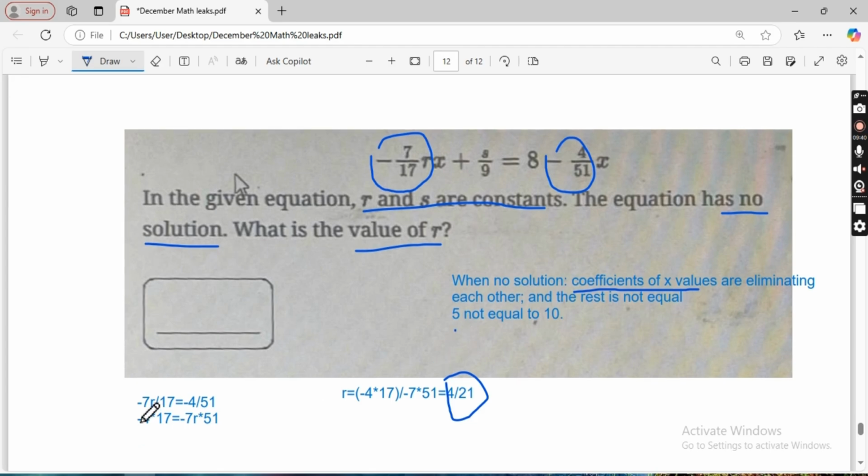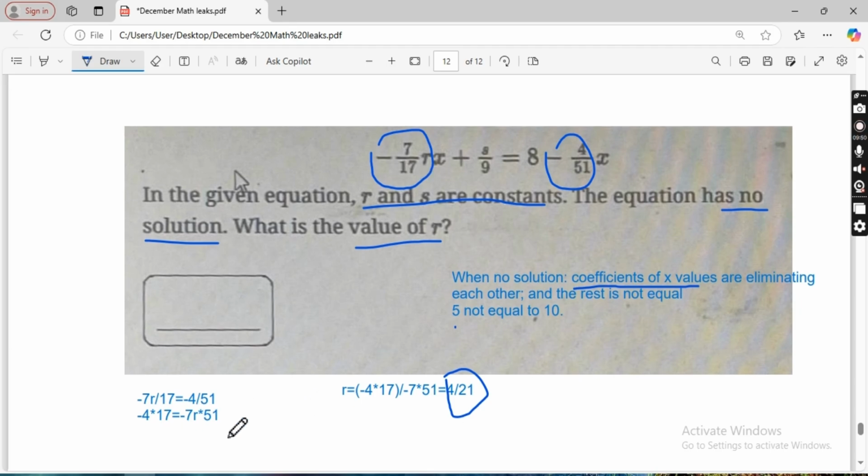In our case, 7r over 17 should be equal to minus 4 over 51. Here is the coefficient of x, and here is the coefficient of x. It's just a simple proportion, and if we calculate it, r will be equal to 4 over 21.